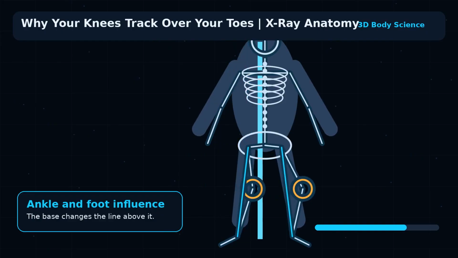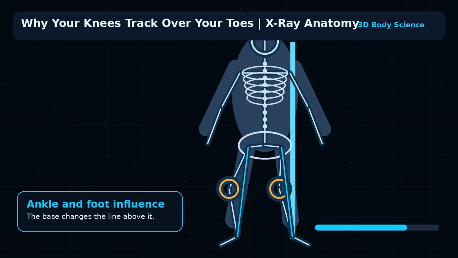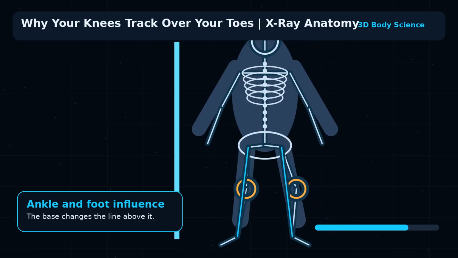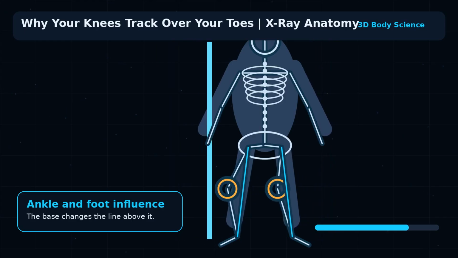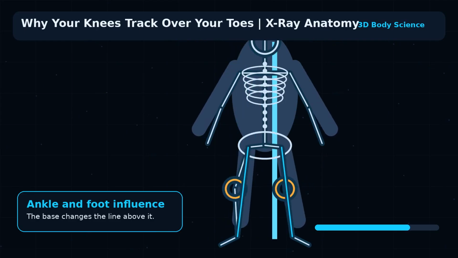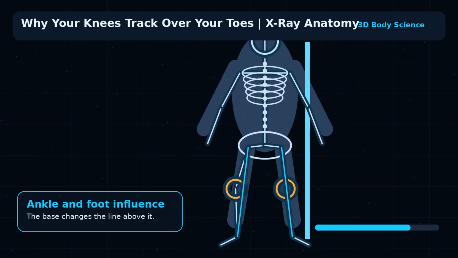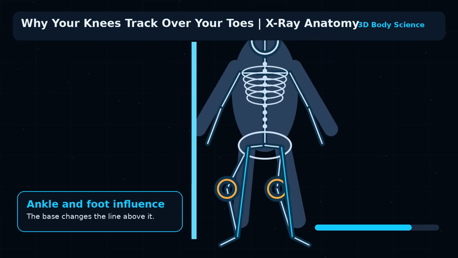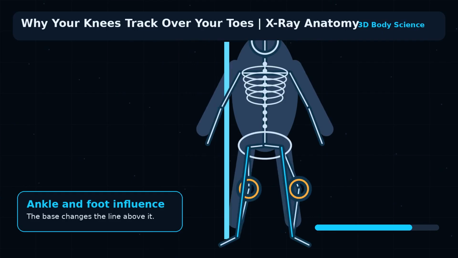So the recap is this. Why your knees track over your toes is really a skeleton story. The outer body gives us the shape, but the X-ray view shows the levers underneath. The important structures are femur, patella, tibia, ankle line. They guide motion, share force, and connect one region of the body to the next.